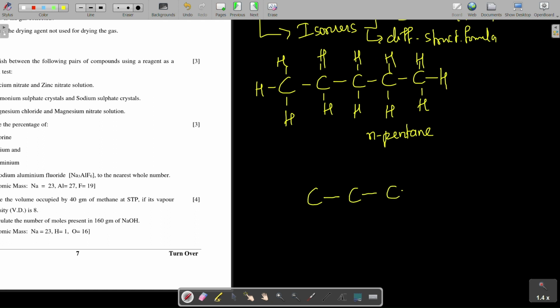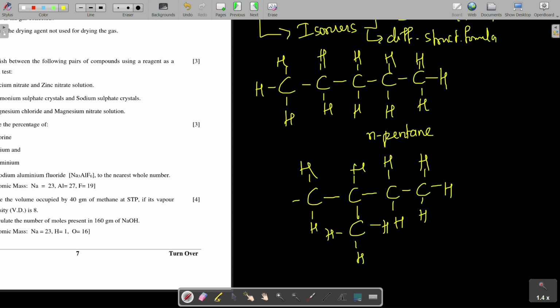1 2 3 4. I will make one carbon here. So now satisfy all the bonds with hydrogen everywhere. Okay, here hydrogen. Don't forget, every carbon should have 4 bonds.